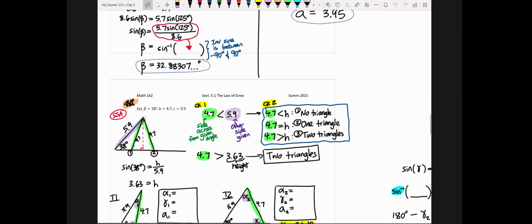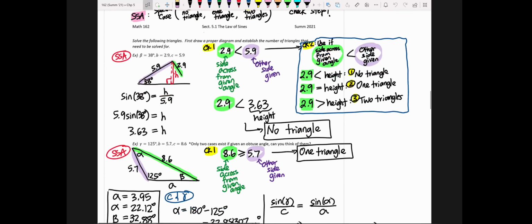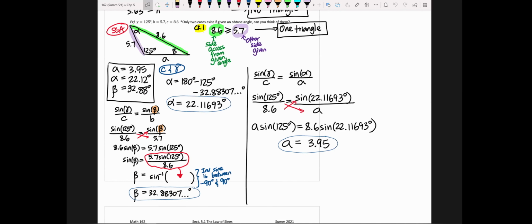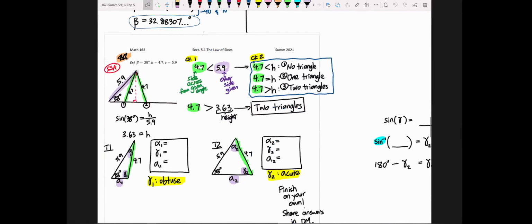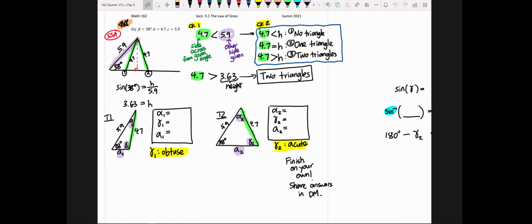So we saw one example where we had no triangle. We saw an example with exactly one triangle. And then the third example, we had 2 triangles, because side across from given angle is less than other side given, but greater than the height, which means that we have 2 triangles that are formed.